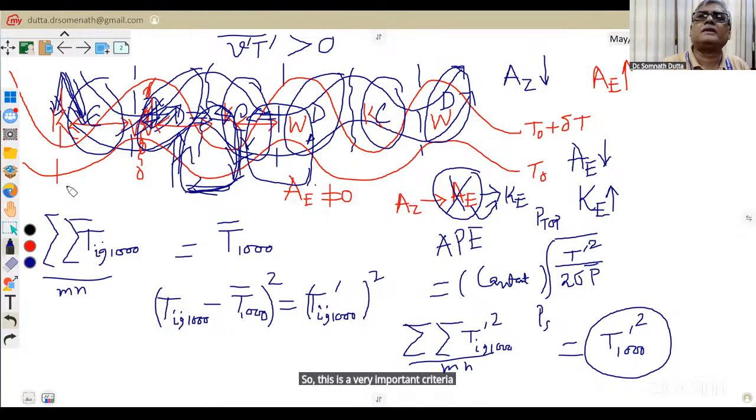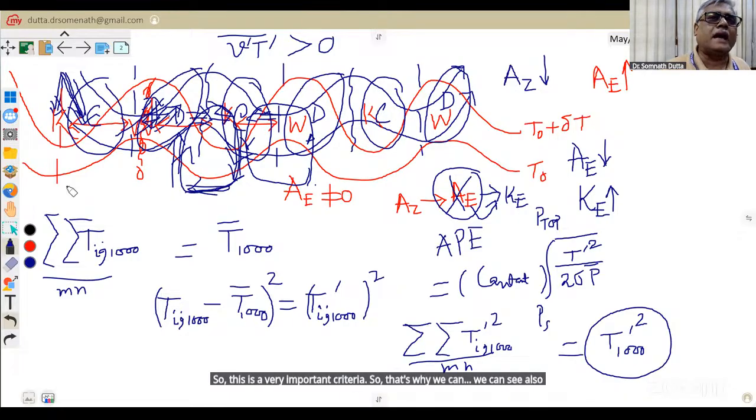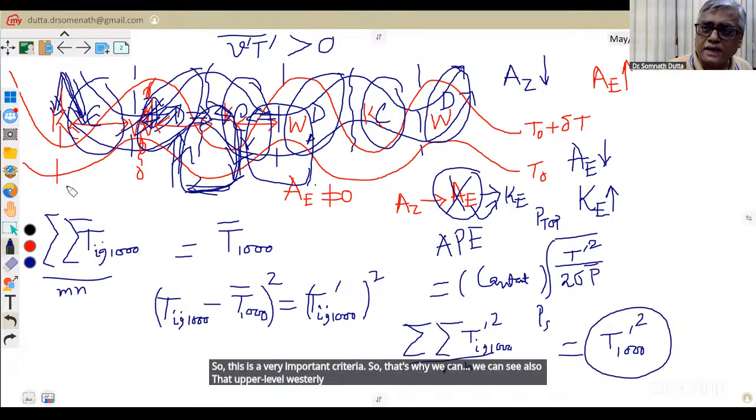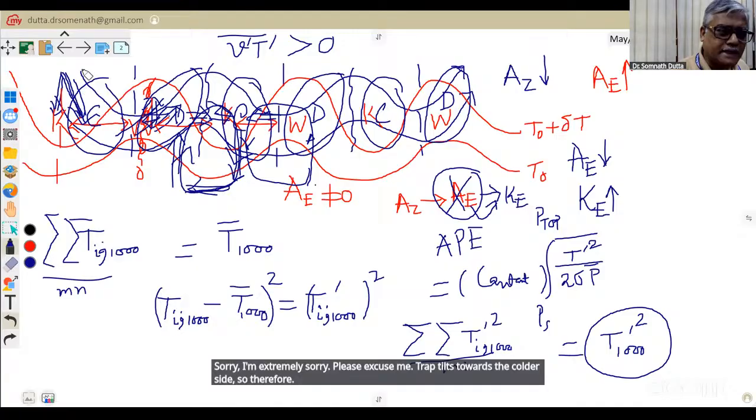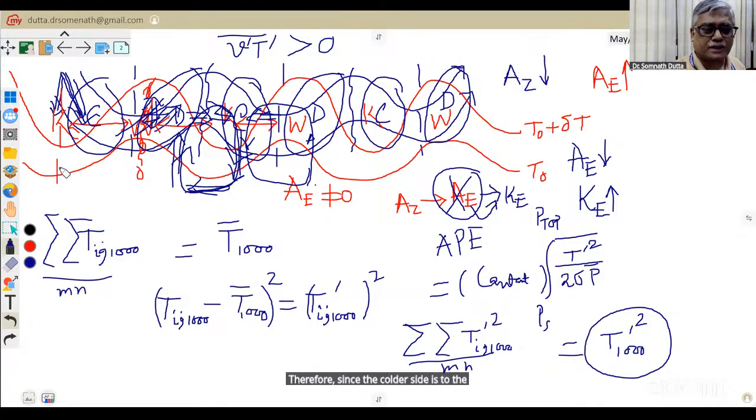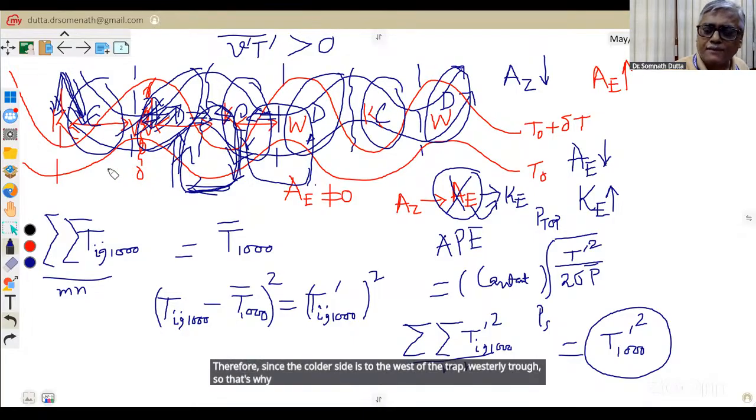So that's why we can see also that the upper level westerly trough tilts towards west. Why is it so? Because we know trough always tilts towards the colder side. Sorry, I am extremely sorry, please excuse me, trough tilts towards the colder side. And since the colder side is to the west of the westerly trough, that's why the westerly trough tilts westward with height.